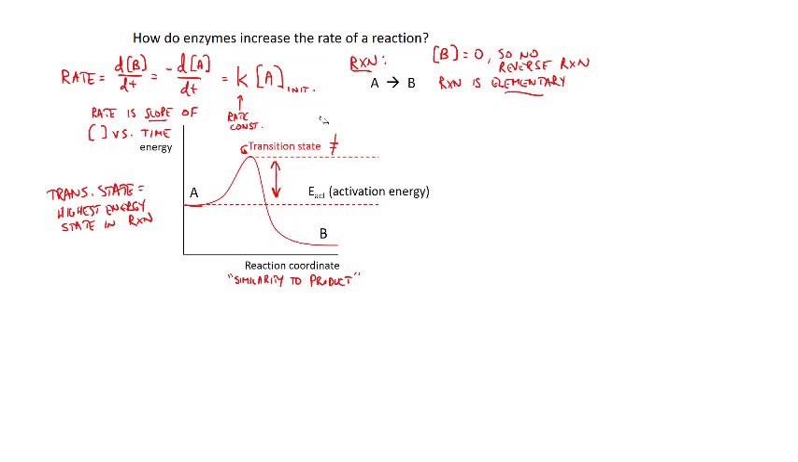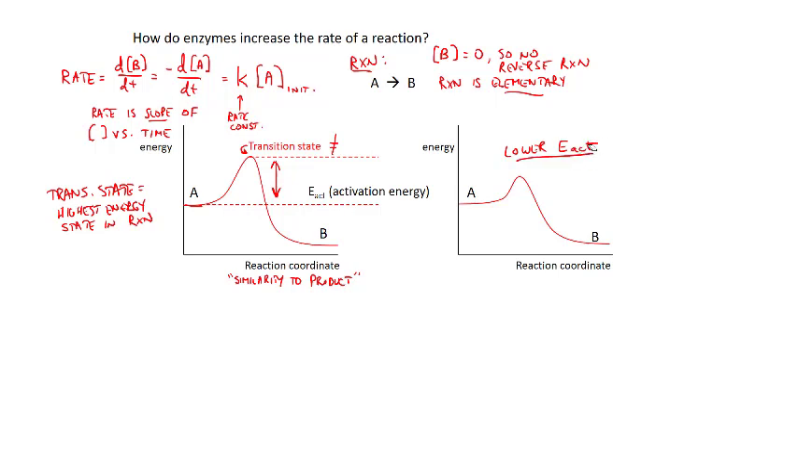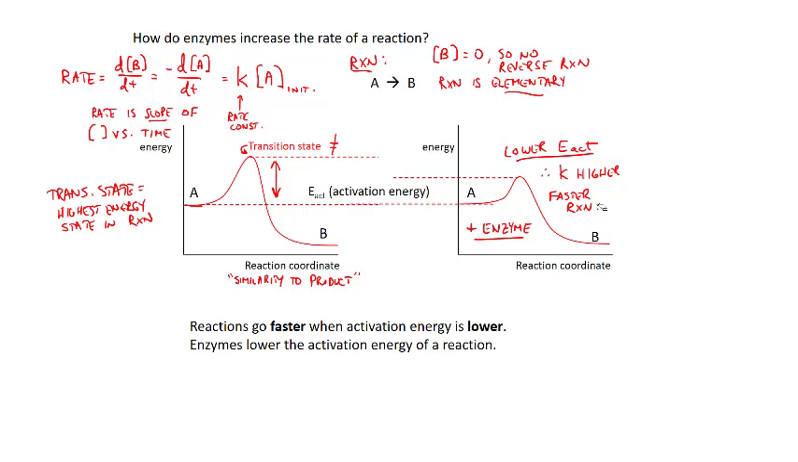So how do enzymes actually increase the rate of a reaction? Well, the way enzymes increase the rate of the reaction is they simply lower that activation energy. Right? So if this is the same reaction in the presence of an enzyme, we see that our activation energy is lower, and therefore our rate constant k is going to be higher, and that gives us a faster reaction. We could summarize that by saying reactions go faster when the activation energy is lower, so enzymes just lower the activation energy of a reaction.